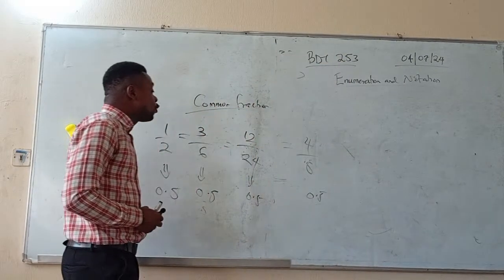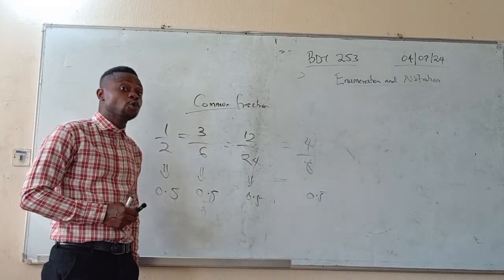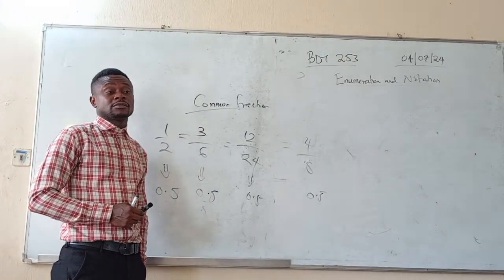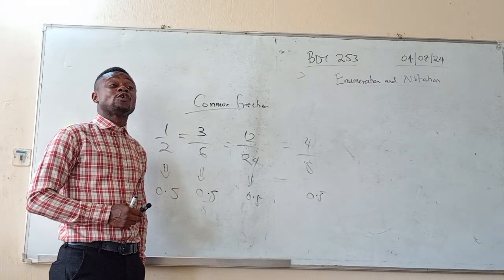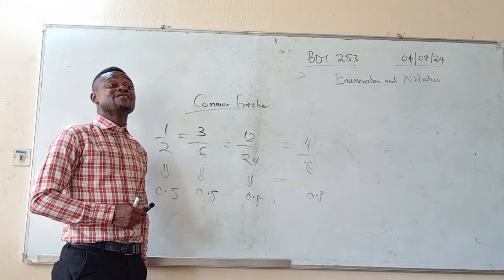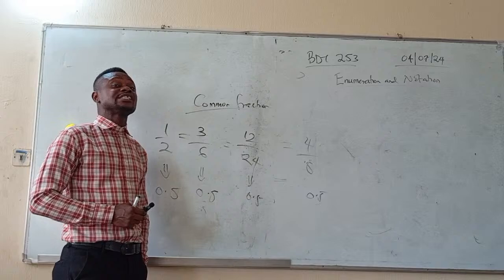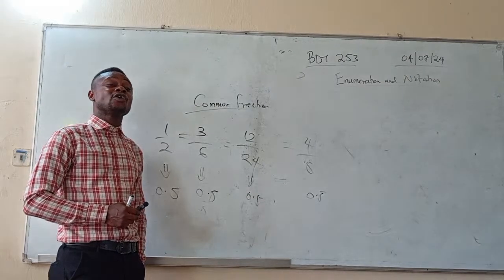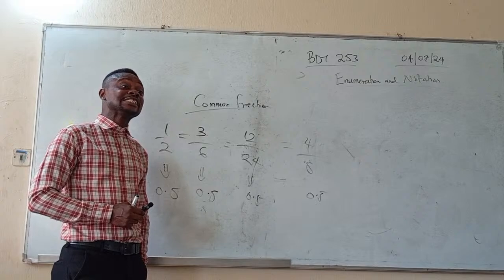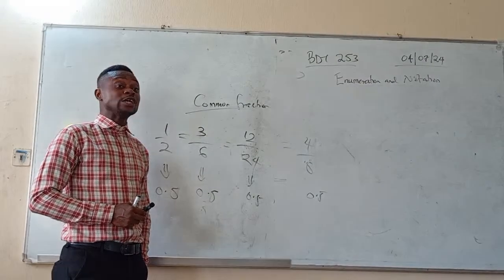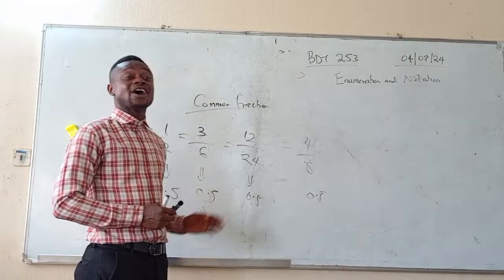Your understanding of equivalent fractions will help you when we go into ratio and proportion. In fact, proportion is nothing but equating two equivalent fractions. You get a proportion, and from there, this is the basis for your cross multiplication. When you equate two equivalent fractions, you can now cross multiply.